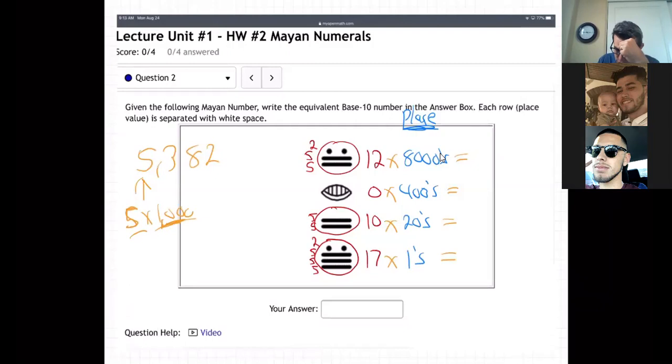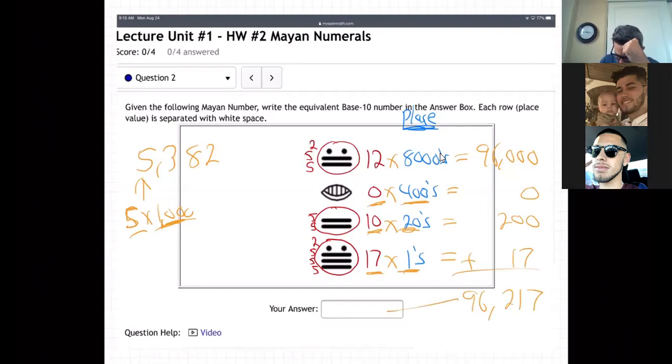It's base 20. So use your calculator. What is this? I think it's 96,000. Yeah, right. And then the next one, 0 times anything is 0. That's just 0. And then 10 times 20, that just adds a 0 at the back, so it's 200. 17 times 1, that's easy. That's just 17. Add them up. So it's going to be 96,217. That's what that big old weird looking Mayan number is. It's 96,217.